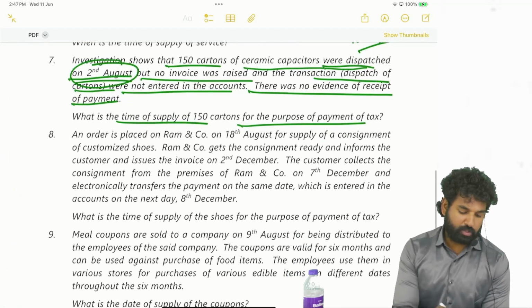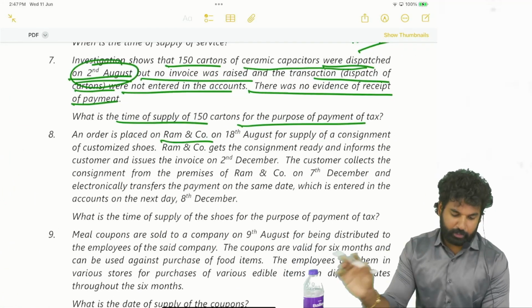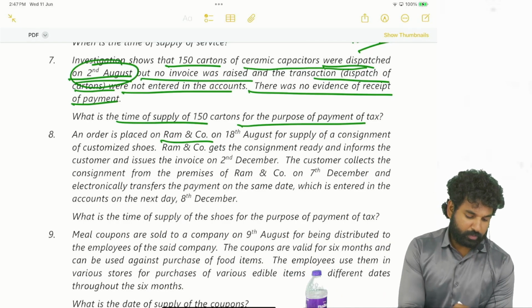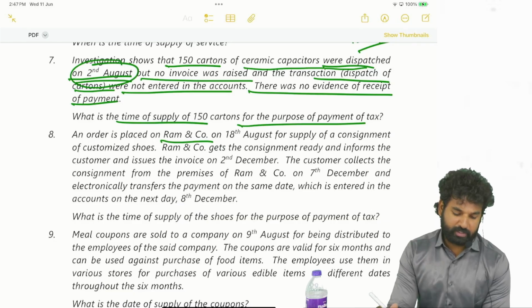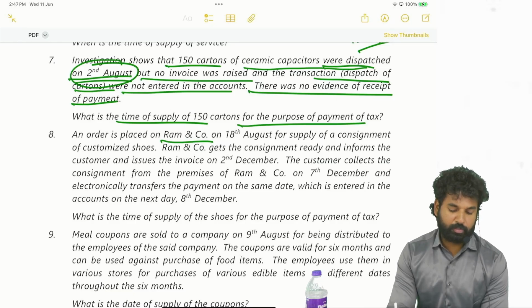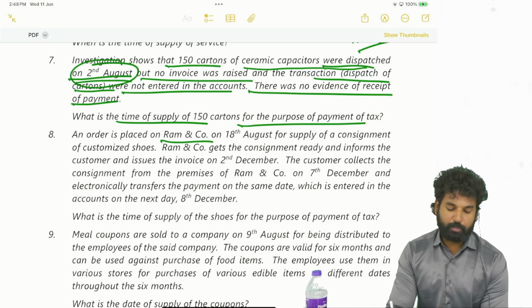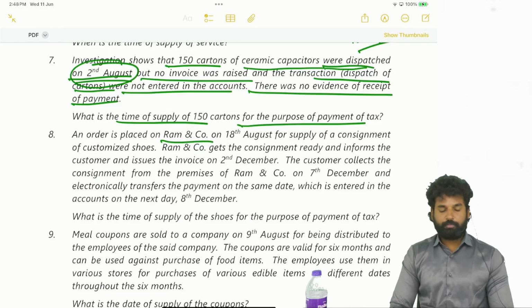Next, an order is placed on Ram & Co. on 18th August for supply of a consignment of customized shoes. Ram & Co. gets the consignment ready and informs the customer and issues the invoice on 2nd December. The customer collects the consignment from the premises of Ram & Co. on 7th December and electronically transfers the payment on the same date, which is entered in the accounts on the next day, 8th December. What is the time of supply of the shoes for the purpose of payment of tax?